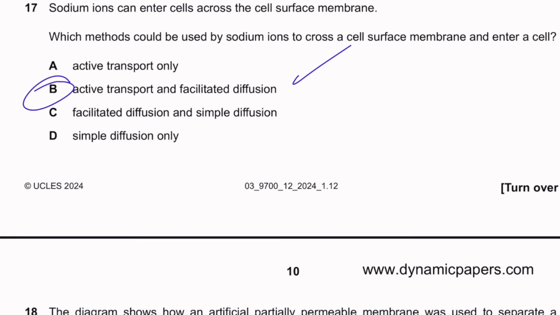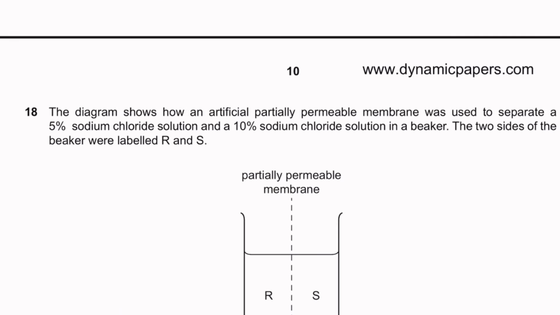Using active transport or facilitated diffusion, both will use protein channels or protein carriers, and so they're able to cross that pretty fine. And so 17 is B.